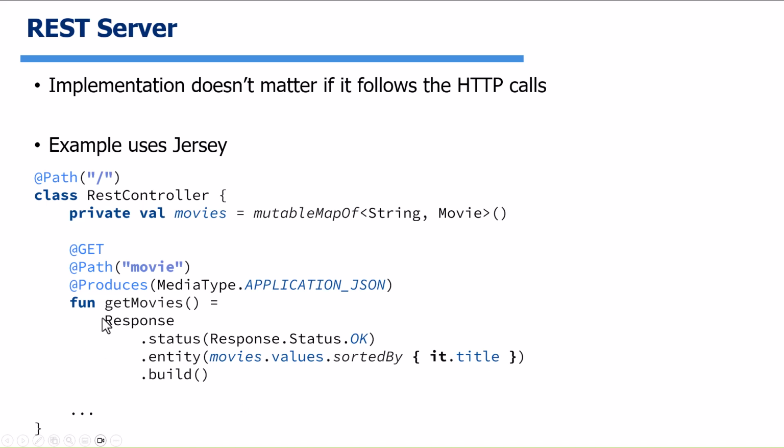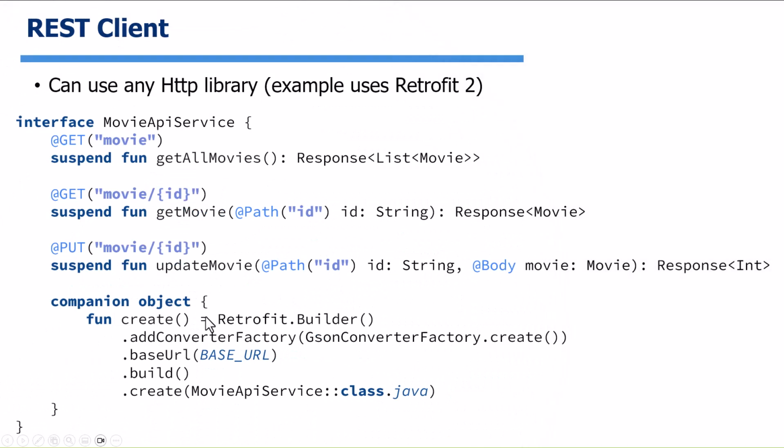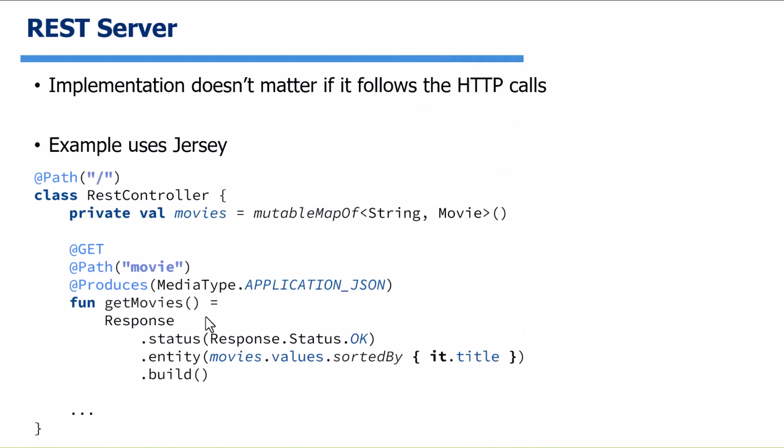And what the get movies function is going to do here is pull in a list of movie values, sort them by title, wrap that into a response object, and set the status to OK. And there's some simpler functions we can use to actually implement that. But this ends up being a really simple way to do a server.